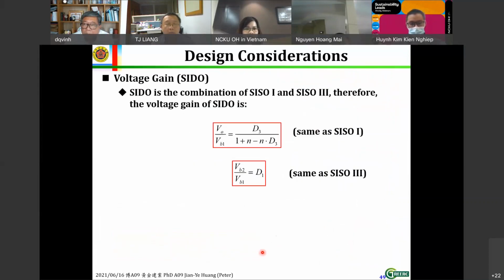The CISO gain can be easily derived from mode CISO1 and CISO3, because the CISO is the combination of mode CISO1 and CISO3. Therefore, the voltage gain of the CISO, the relationship of the main source and VO, can be derived the same as CISO1, and the relationship between the battery and source is the same as the CISO3.